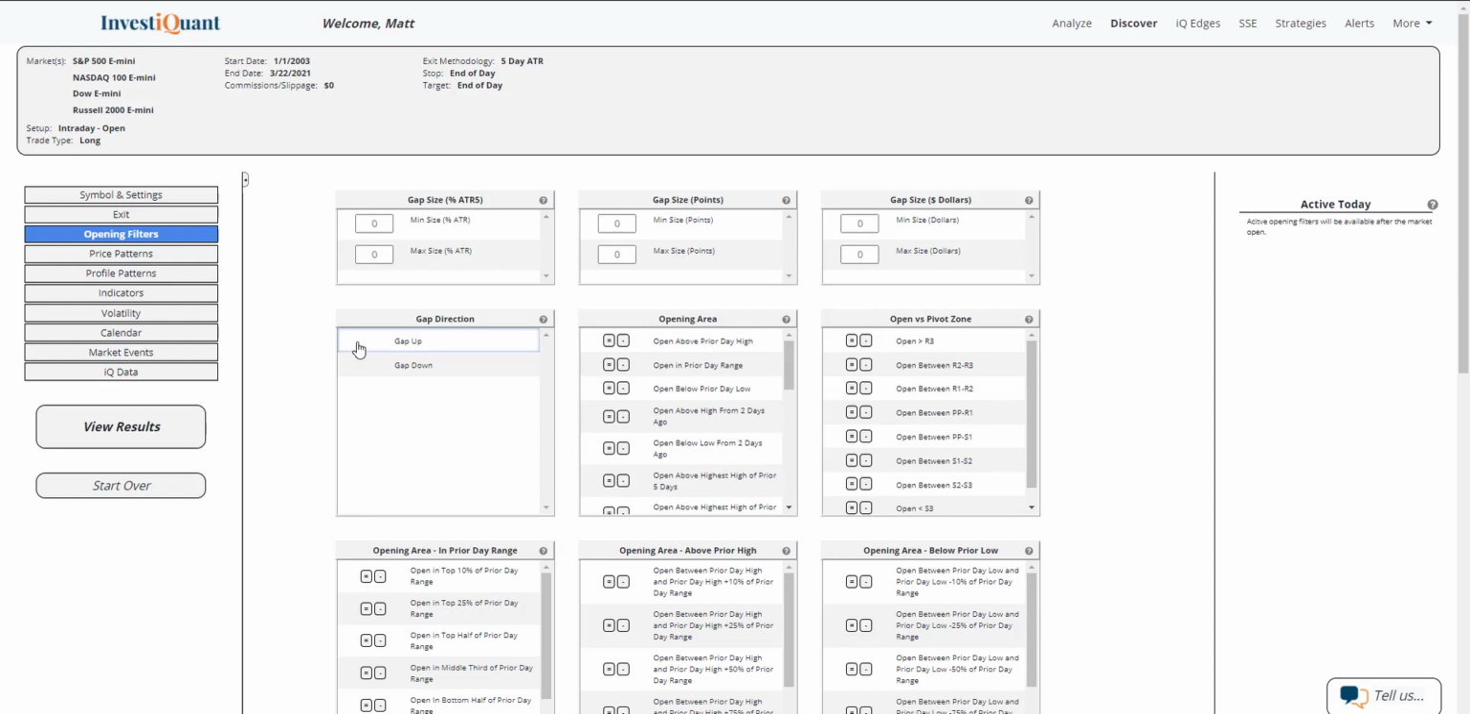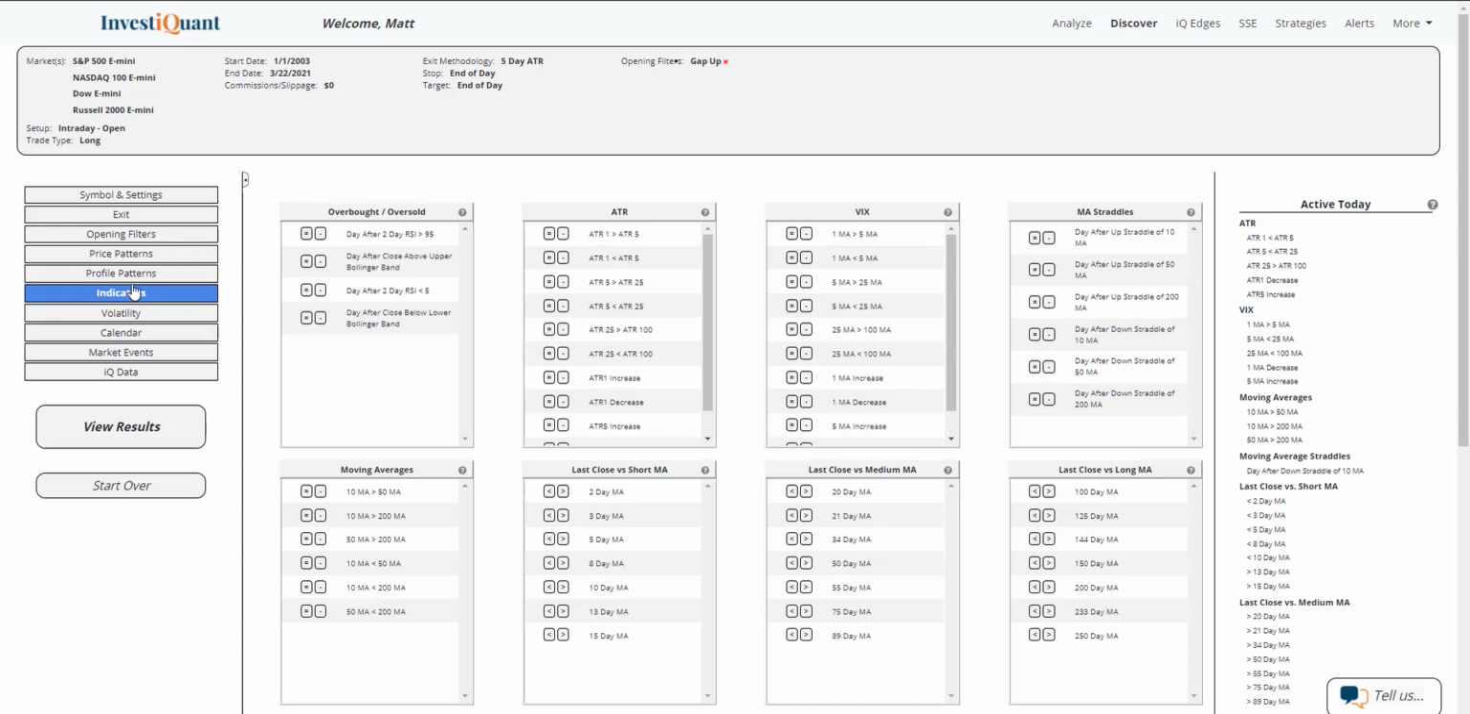Next, I'm going to go to this opening filters library, and I'm going to say that the market is trading higher at the open. So I'm going to select gap up from the gap direction category. That just means that the open is above the prior session closing price. That is true currently, and I'm assuming that's going to be true at the open as well.